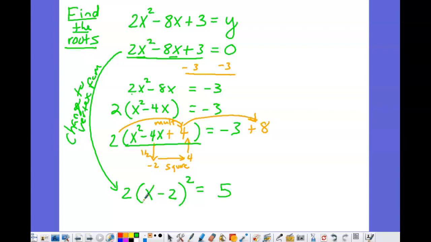Now, since there's just 1 x, we can actually just solve for x. So what would we do next here? We have 2 times (x minus 2) squared equals 5, right? If I want to solve for x, the first thing I would do now is divide both sides by 2.